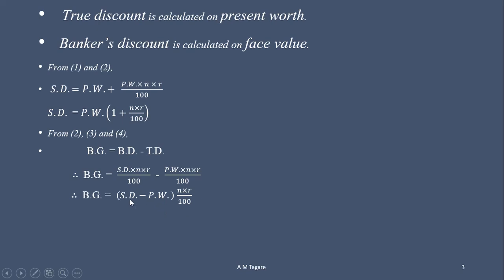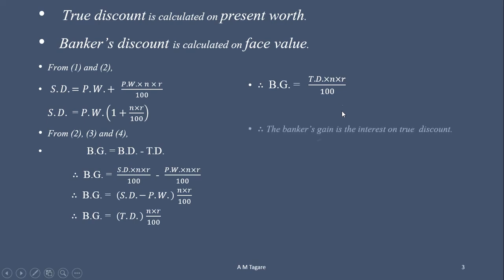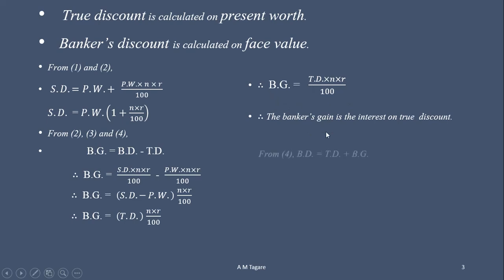But we know that sum due minus present worth, it is true discount. So we get banker's gain is equal to true discount into N into R upon 100. That is banker's gain is equal to TD into N into R upon 100. So we say that banker's gain is the interest on true discount. Sometimes while solving examples, we have to use this formula between banker's gain and true discount.